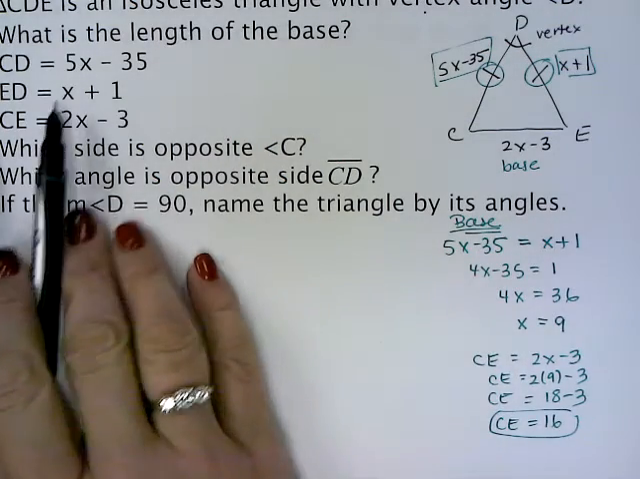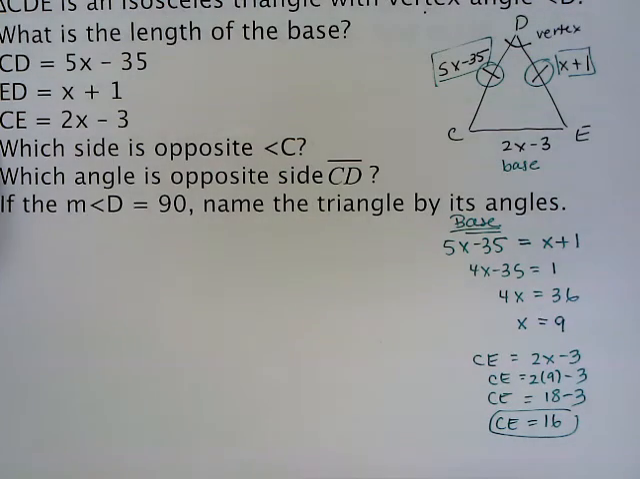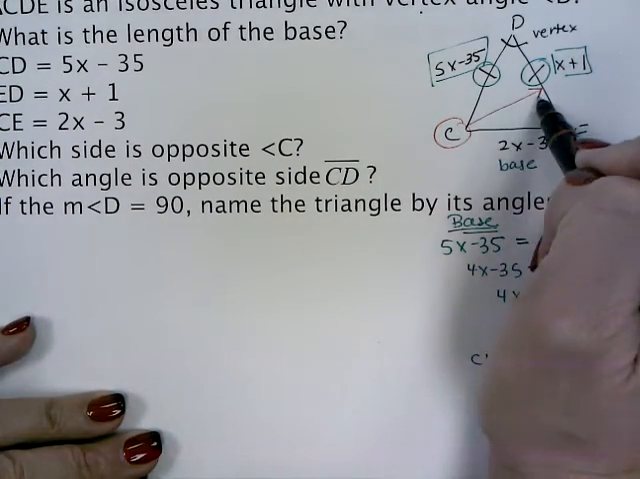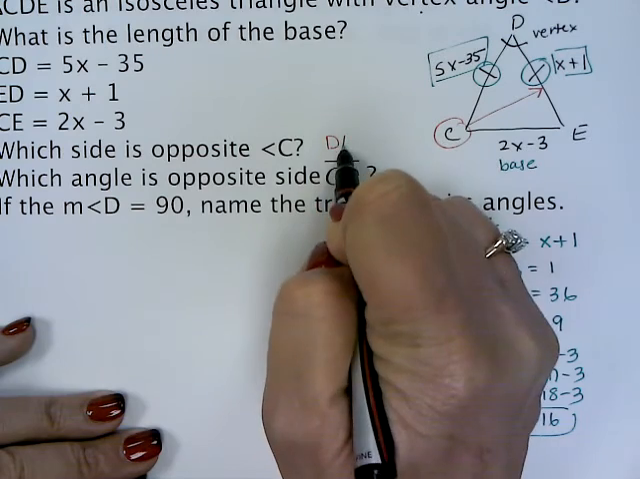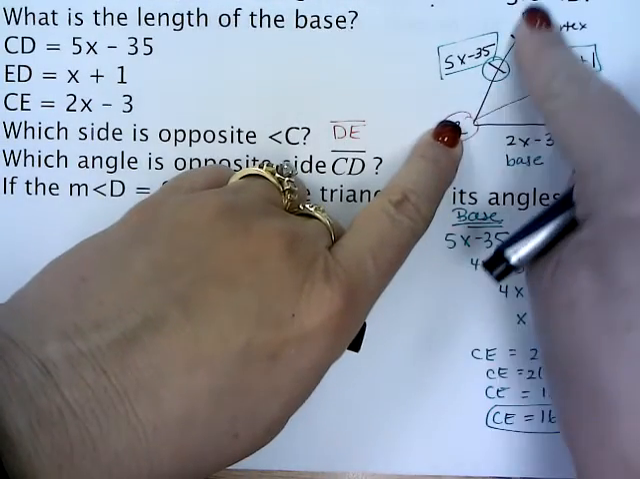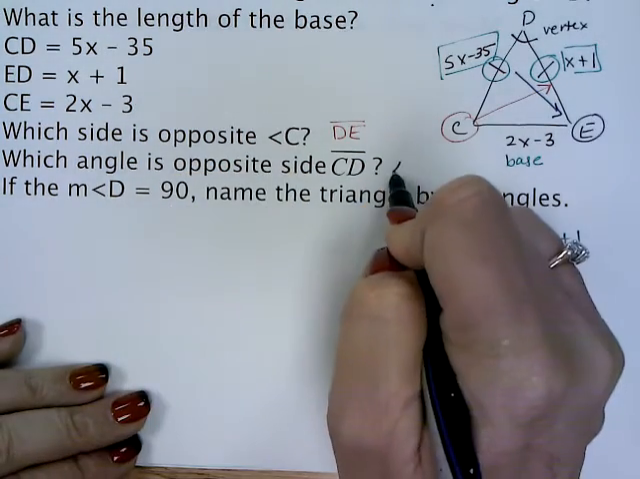All right, so now it says, which side is opposite angle C? The side that is opposite angle C, here's angle C, that is the side opposite, so it's DE. It's important to understand that because this vocabulary comes back next unit and later when we talk about polygons and quadrilaterals. You need to know what opposite sides are. Which angle is opposite side CD? Here's side CD. The angle that's opposite of the side is angle E.